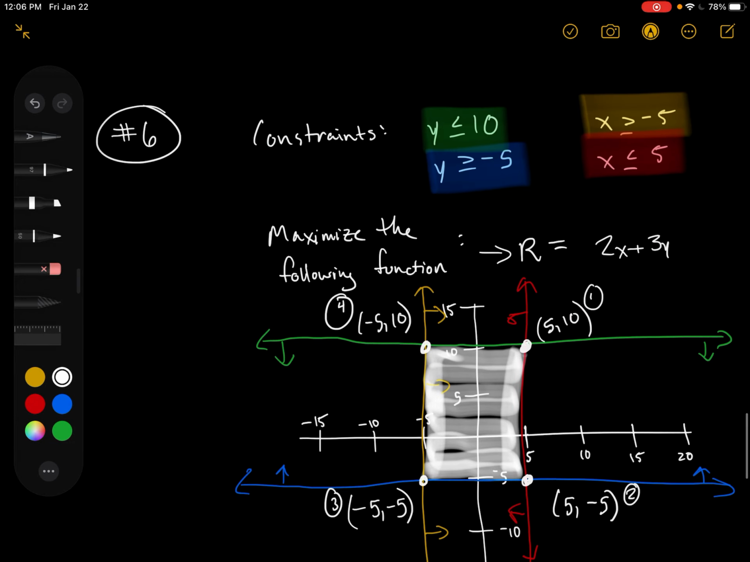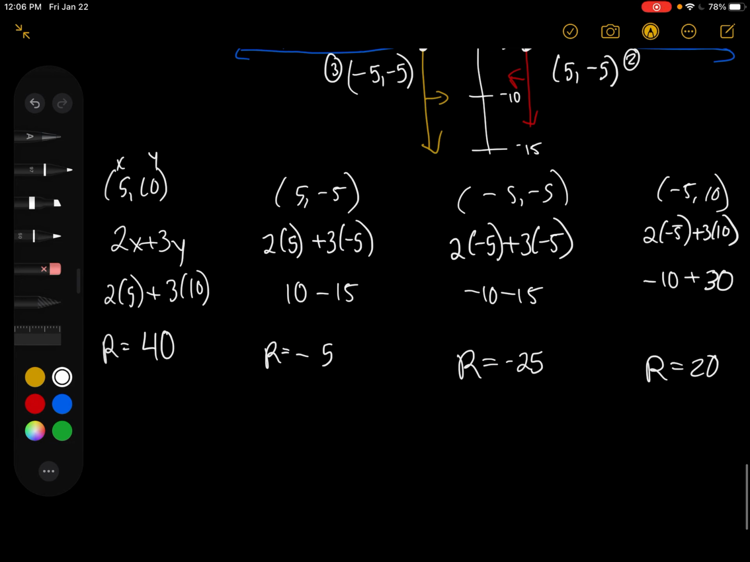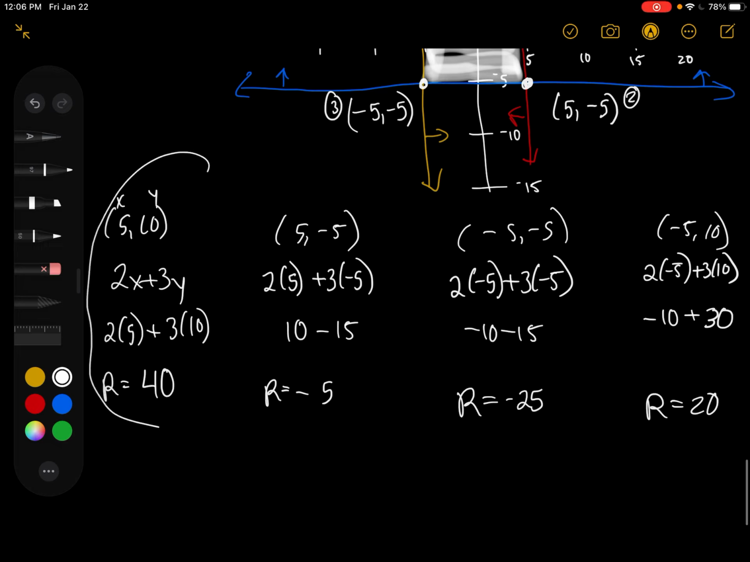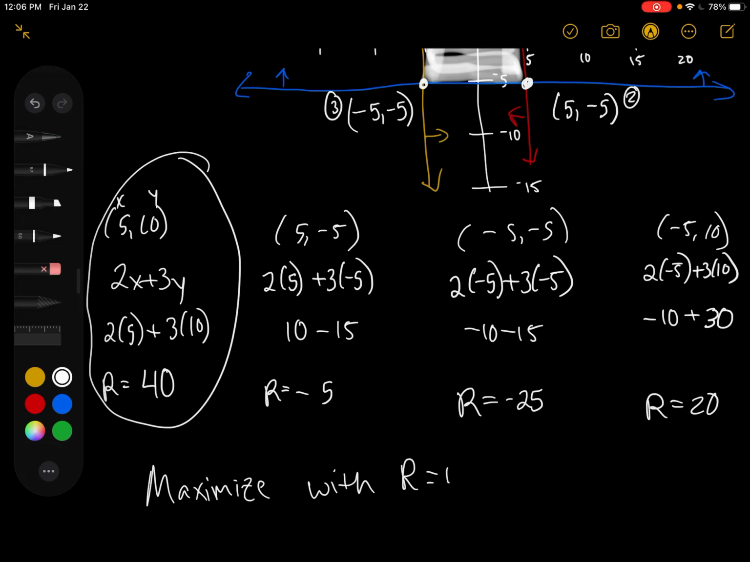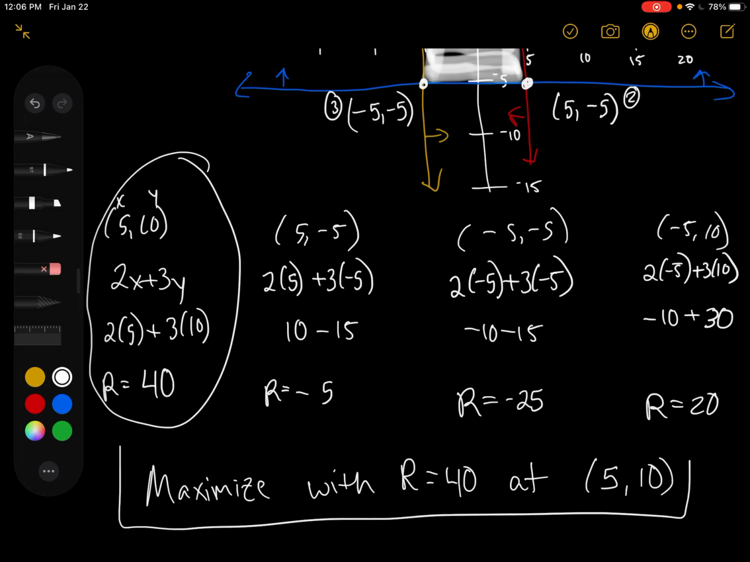It wants us to maximize, so get the biggest result possible. Well, it looks like right here is going to be the case. So we maximize the function with r equals 40 at (5, 10). And that is our full solution there for that linear programming question.